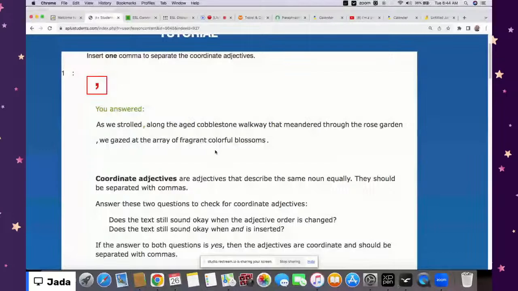Does the text still sound okay when "and" is inserted? So once you insert "and," does it make sense? If it makes sense, then yes, you add a comma.